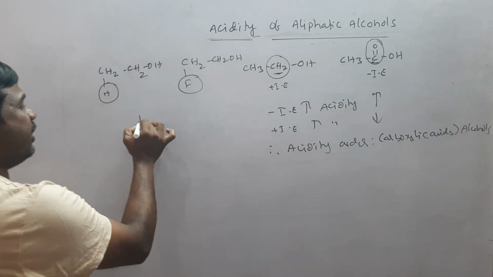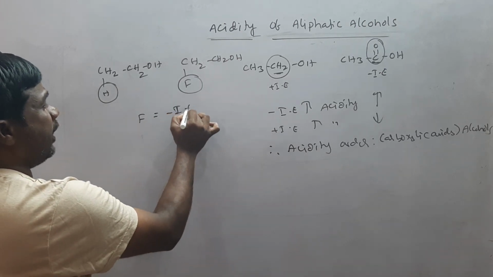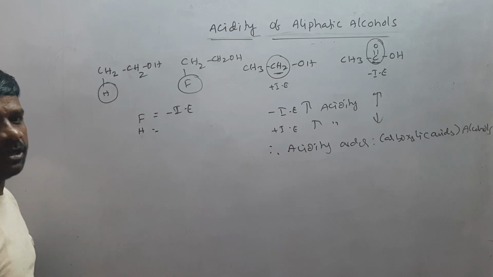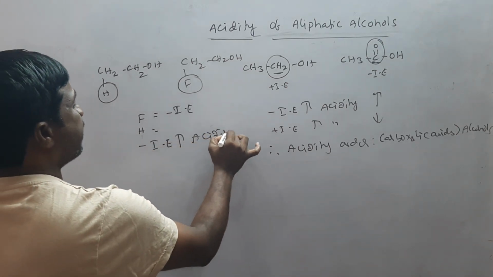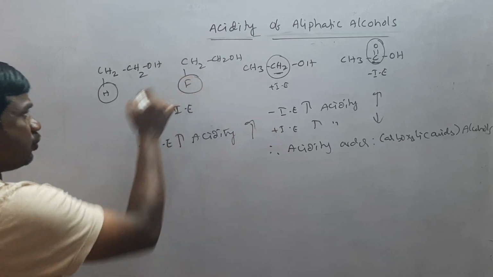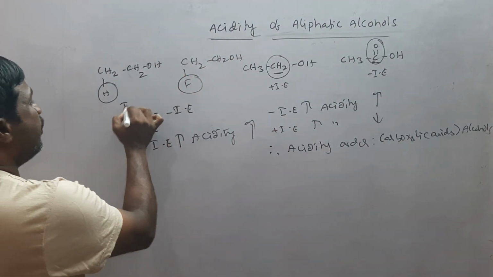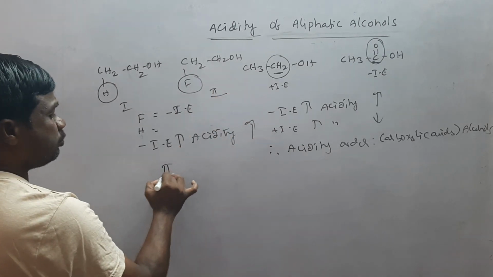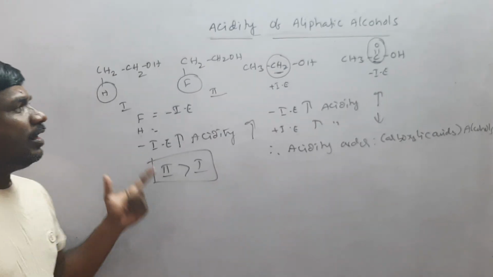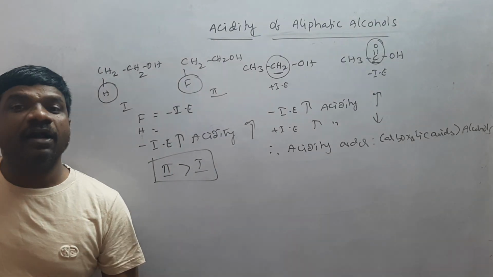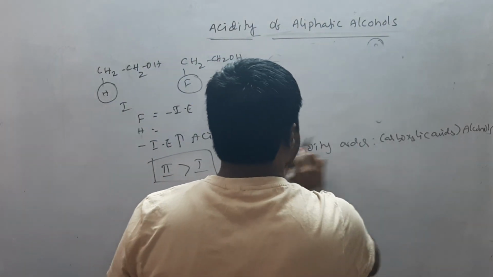Fluorine always acts as a minus I group, and here hydrogen is neutral. So what we wrote: minus I increases acidity. So always fluoroethanol is more acidic than 1 and 2, and 2 is always greater than 1. This is the reactivity order of alcohols. So one more example I have to discuss.